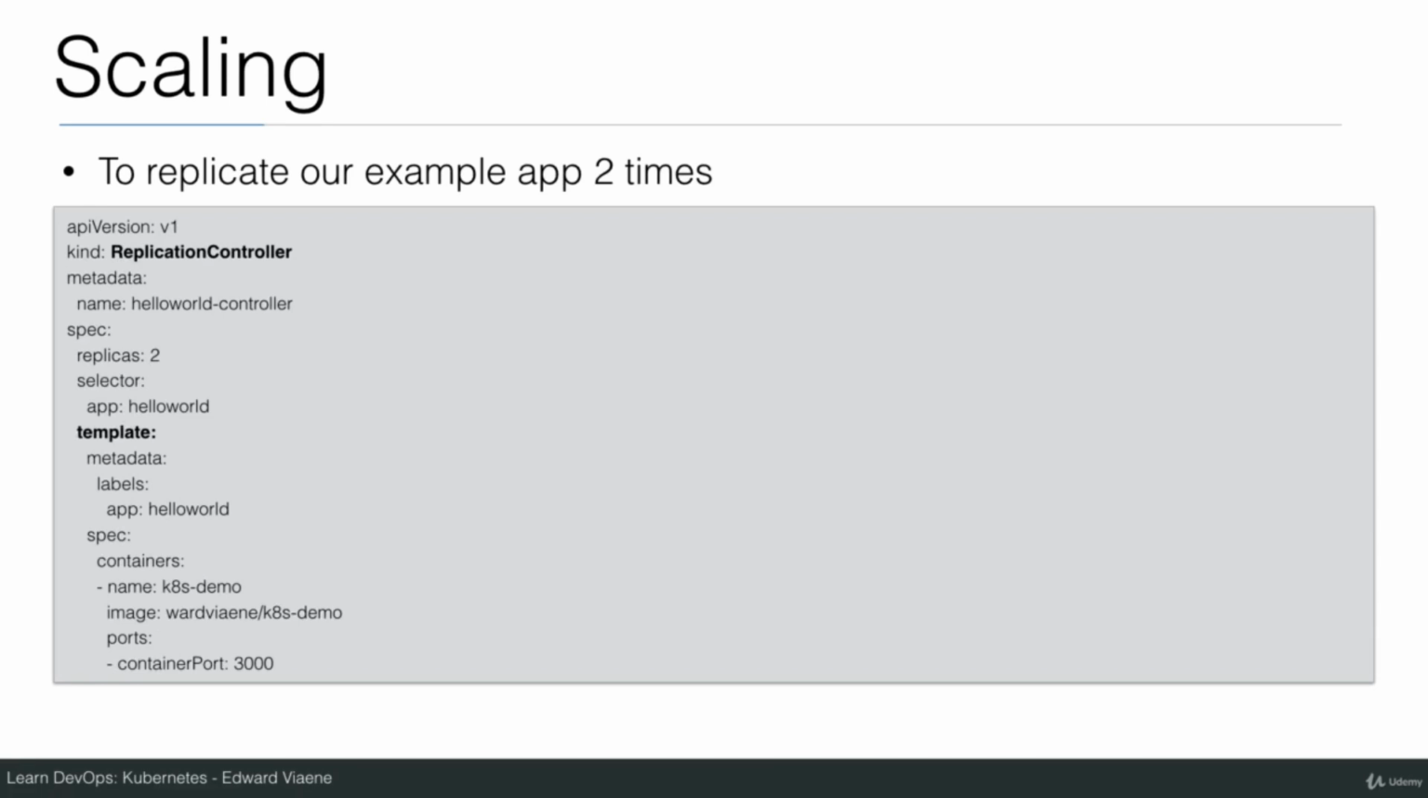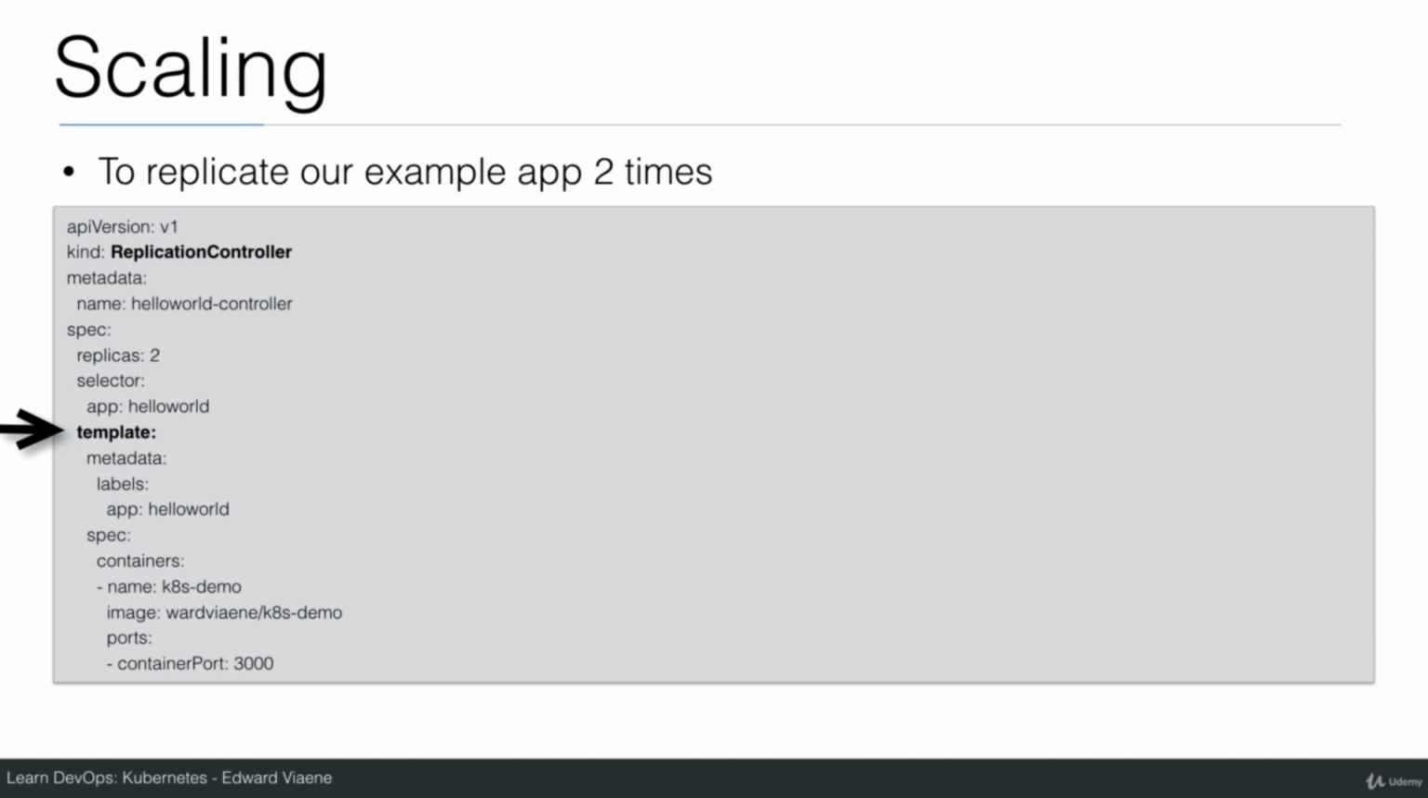To replicate our example app 2 times, we can use this YAML file. So what has been changed? Instead of kind pod, we say kind replication controller. We still have metadata. We have a name, hello world controller. The replication controller also has a spec. In this spec, I'm saying that we're going to have 2 replicas and that this is the replication controller for the app hello world. That's why we have the selector that says app needs to be hello world, which is going to select the label with app hello world.